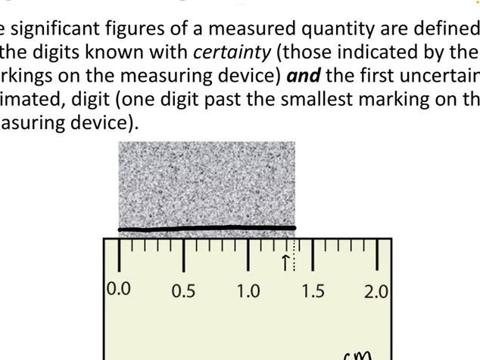So we know for certain that the block is 1.3 centimeters, but we also need to add an estimated digit because the block falls between two of the markings on our ruler. So for our estimated digit, if I divide this distance up into 10, I'm going to say that's around 6 out of 10. So 1.36. So again, we have our certain digits and our estimated digit.